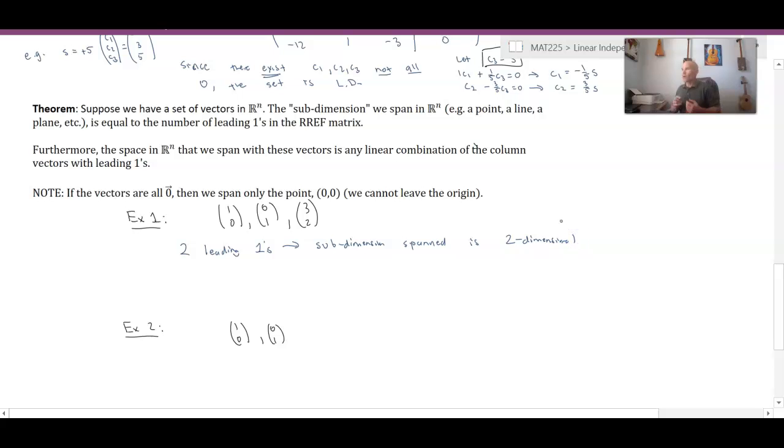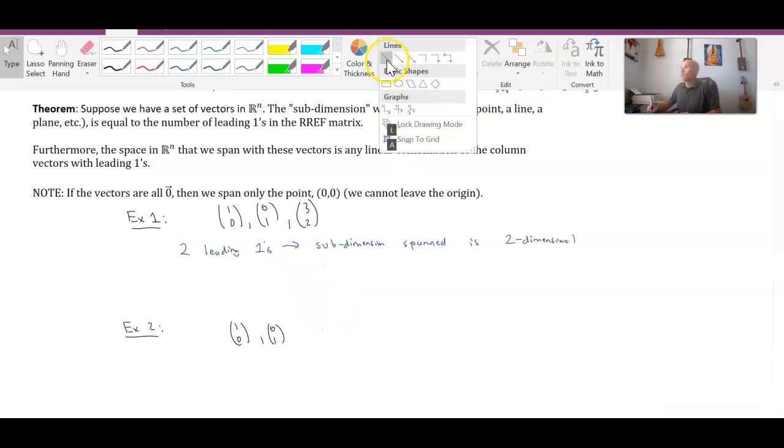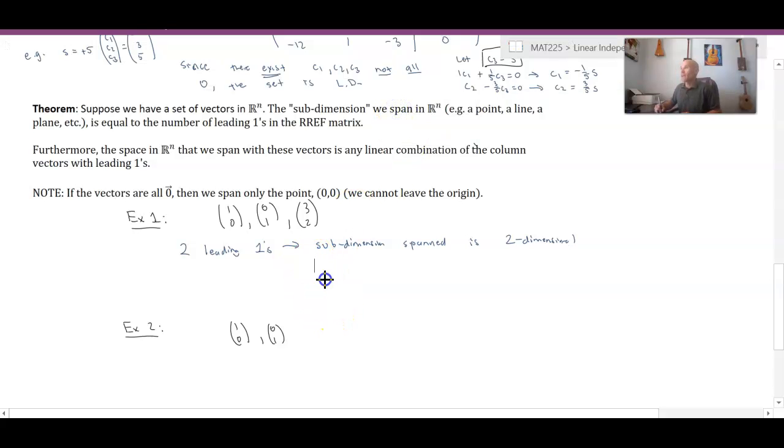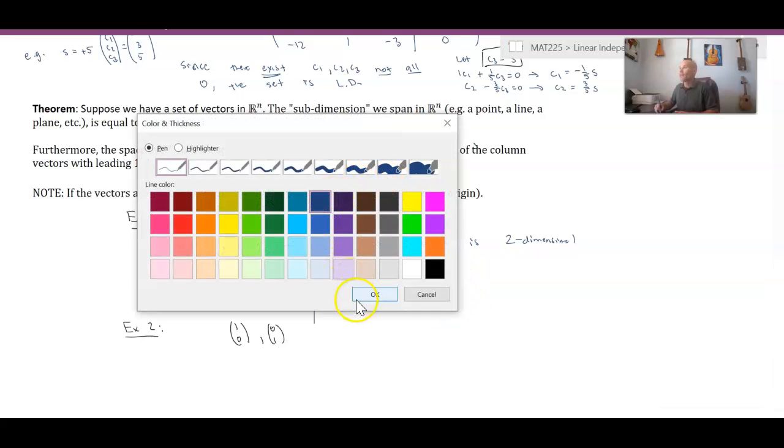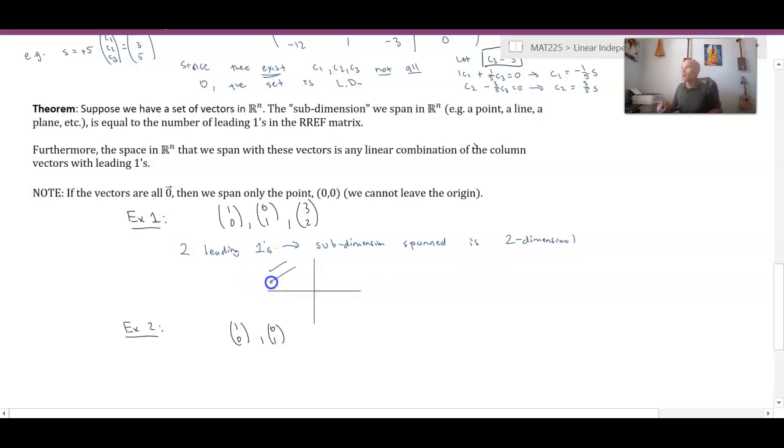Now keep in mind that we are in 2 dimensions, but the fact that we had 2 leading ones means that I span a 2-dimensional subspace. As far as what that implies, if I can span a 2-dimensional subspace of R2, that means that I can make it anywhere that I want. I can make it anywhere in R2.